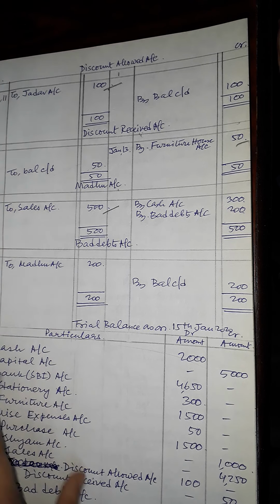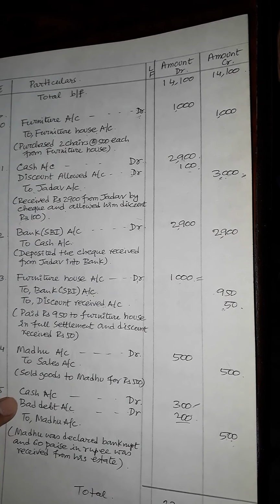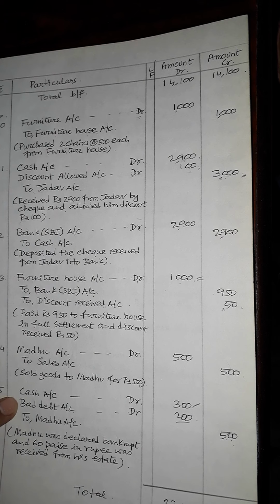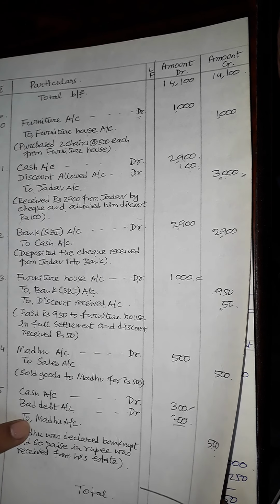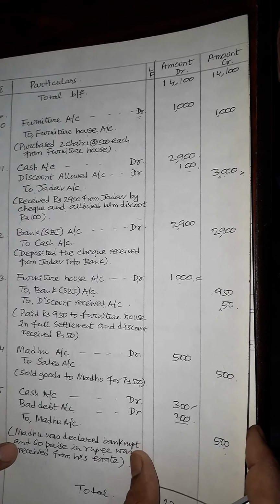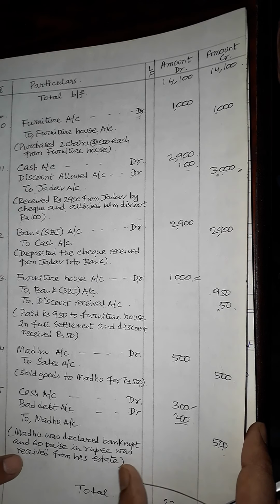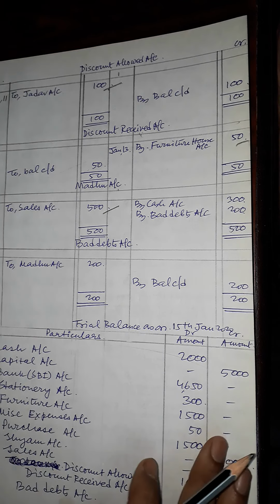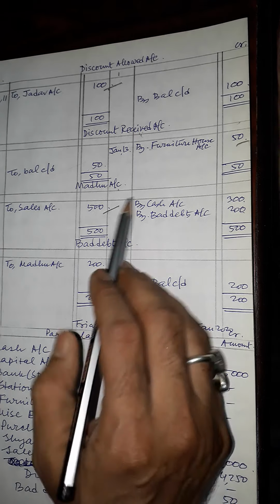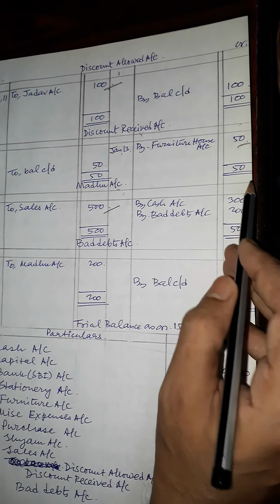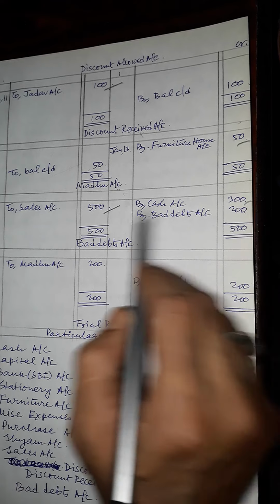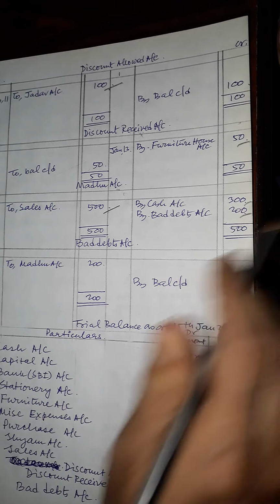Next entry is cash account debit 300, bad debts account debit 200 to Madhu account. Because Madhu was declared bankrupt and 60 paisa in the rupee was received from his estate. So Madhu account is created by cash 300 and by bad debts 200.